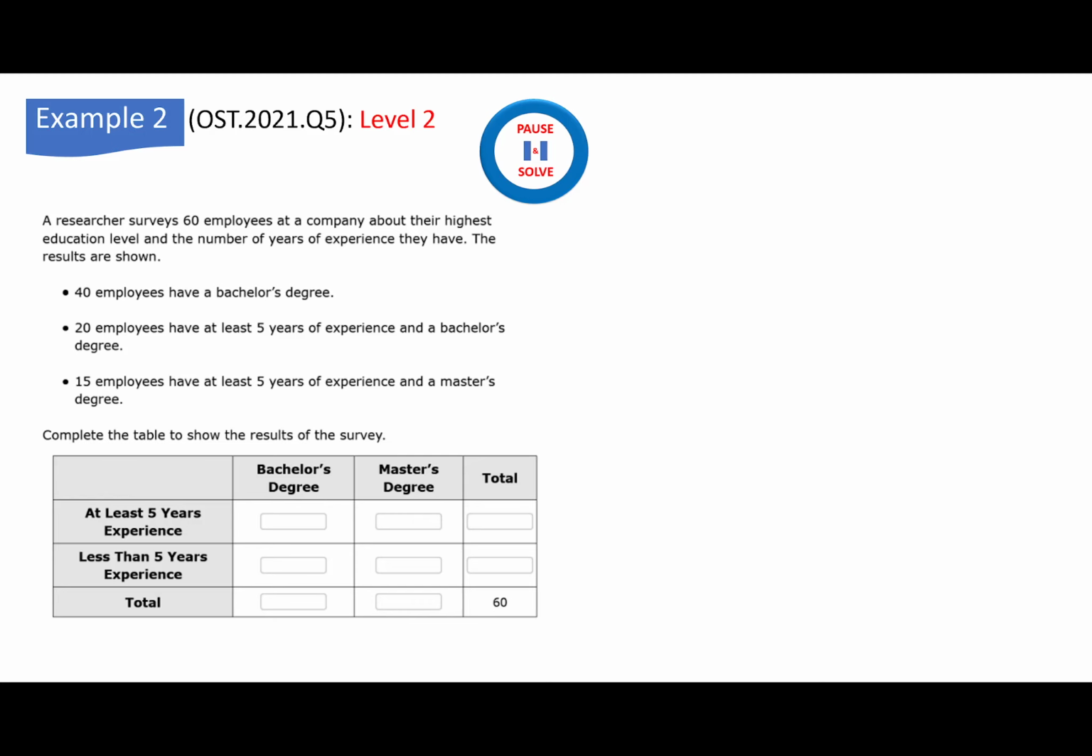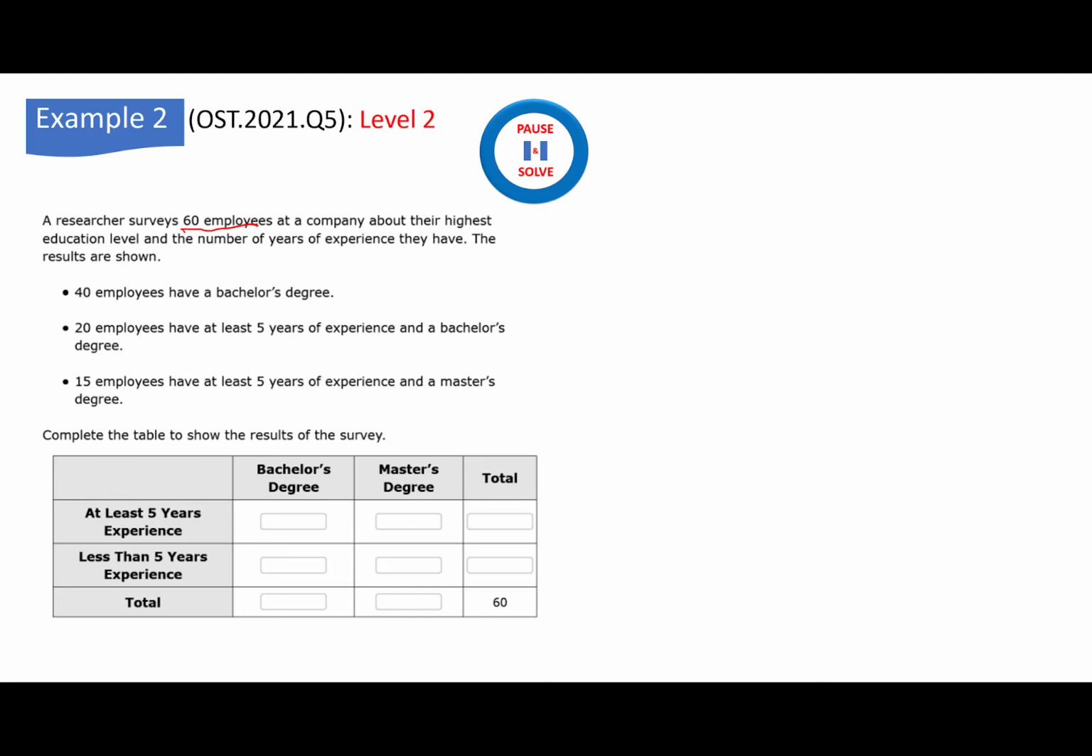Example 2. This is an interesting example. A researcher surveys 60 employees, total is 60, at a company about their highest education level and the number of years of experience they have. The results are shown. 40 employees have a bachelor's degree, 20 employees have at least, etc. So the question here is: complete the table to show the results of the survey.